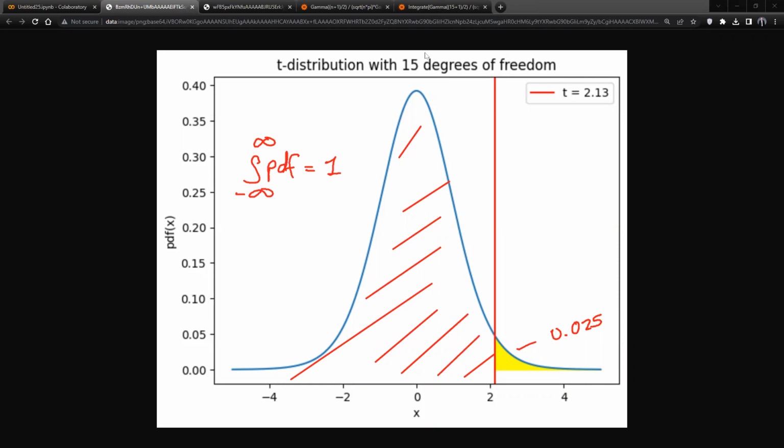This should always be the case, at least as far as I'm aware of, right? And if it's different than that, then there's something I don't know, which is totally possible. All right, so here is 0.025 area, and actually the area is just like 0.975, right? So 97.5% of the area is to the left of 2.13. And so anything above that has a 2.5% probability. Okay, so this is the idea behind the area and the probability.